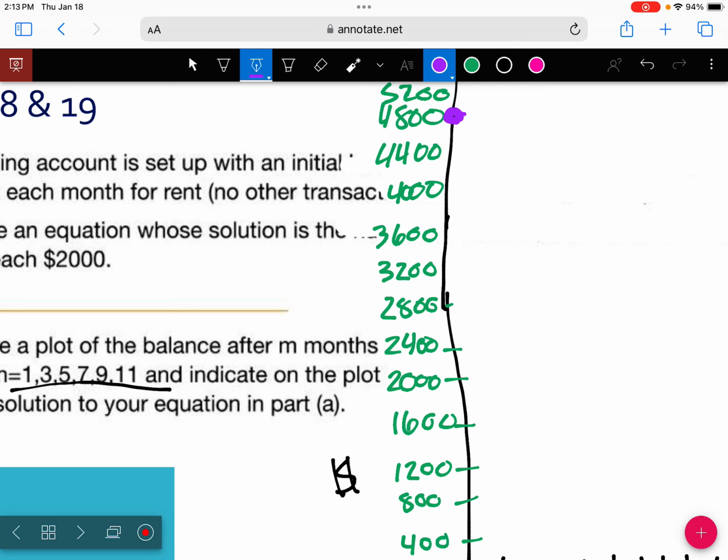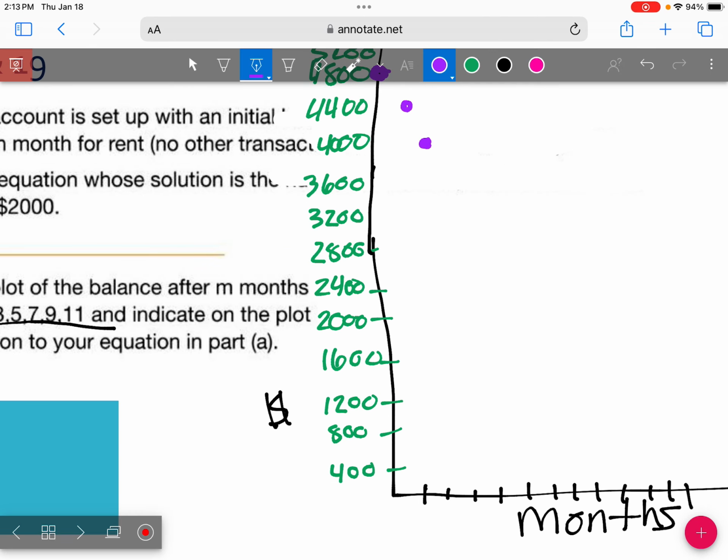And then how do I move? How do I get to my next point? Go down. How much? Not 2,000. How much is it changing each month? 400. It's changing 400 each month. So if I go down $400 each month, then on month 1, the amount in my account is $4,400. For month 2, we're down to 4,000. Month 3, we're down at 3,600.